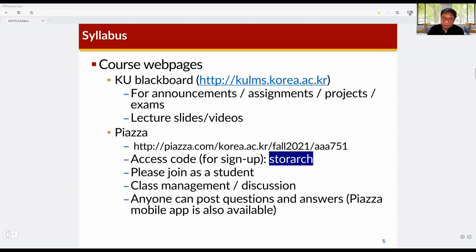And then we will use Piazza. Piazza is a class management site. This is the site address of this course on Piazza, and you need to sign up as students. This is the sign up code to join as a student. I will use Piazza for class management and discussion, and you can post any questions or issues on Piazza. Also, I will post my lecture slides and the links of the lecture videos.